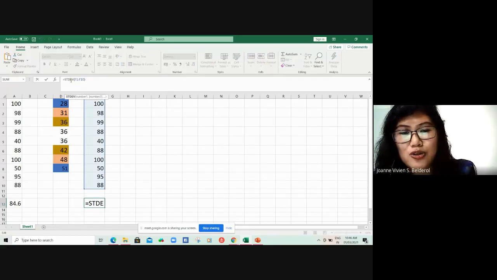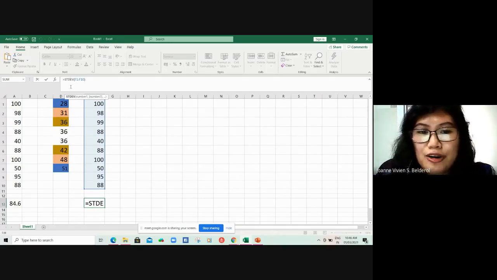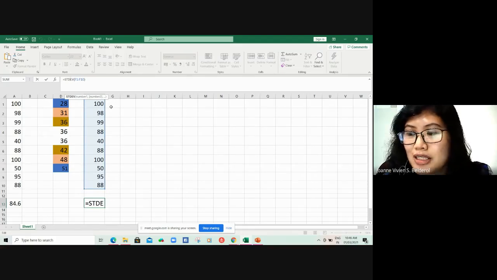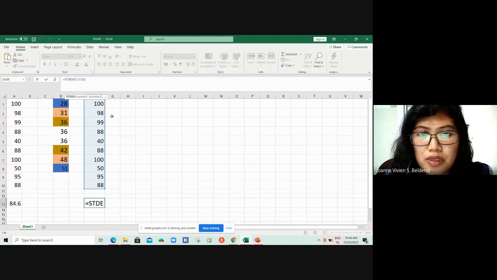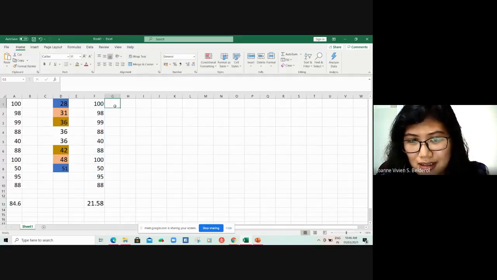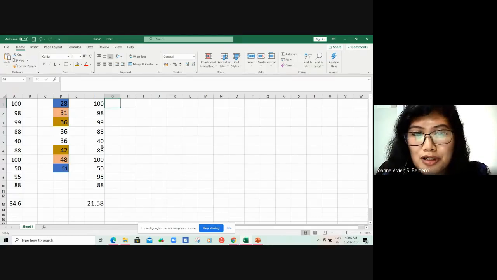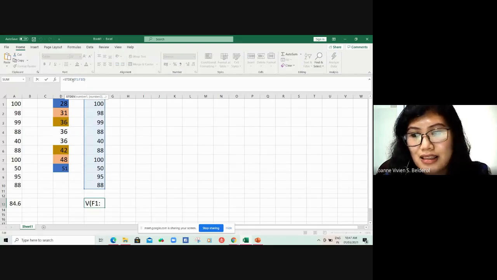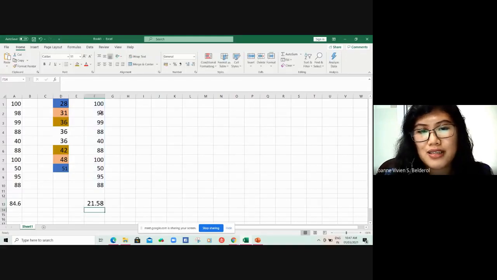But if you want to do it manually, you have to find the mean first, then subtract it from each value. So let's say the mean is 50. So 100 minus 50, 50 squared, and so on. But because of Excel, we can simply use the command stdev. And then highlight the data that you want to compute the standard deviation of, and then just press enter.